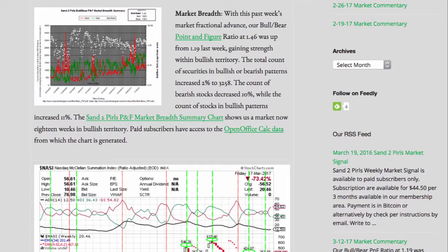Our Bull Bear Point and Figure ratio at 1.46 was up from 1.19 last week, gaining strength within bullish territory. The total count of securities in bullish or bearish patterns increased 2% to 3,258. The count of bearish stocks decreased 10%, while the count of stocks in bullish patterns increased 11%. The Sand to Pearls P&F Market Breadth Summary Chart shows us a market now 18 weeks in bullish territory.